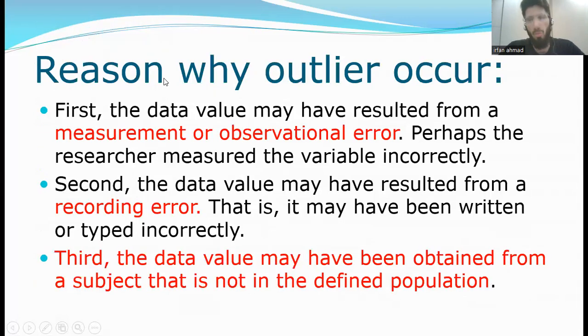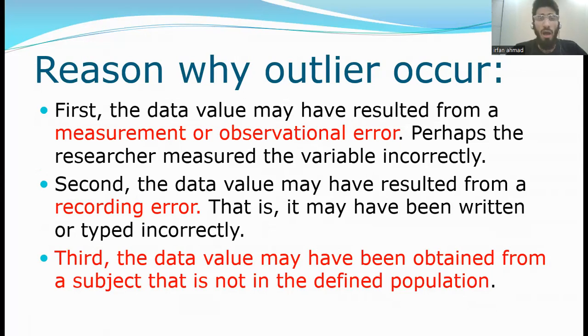Reasons why outliers occur. First, the data value may result from measurement or observational error. For example, if you measure with a vernier caliper or microscope gauge and there is some error, one measurement might give you 22 but the next gives you 32 because of measurement error. Or you don't observe or write it clearly. Because of that type of error, outliers occur in the data.